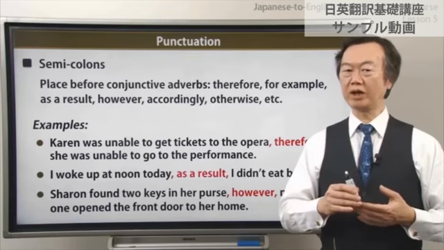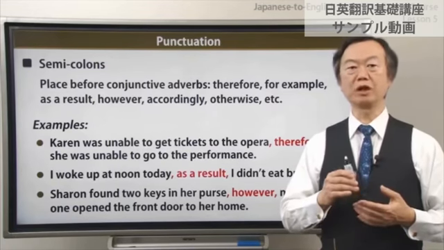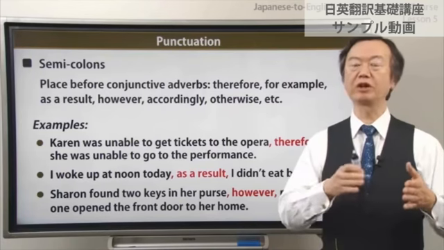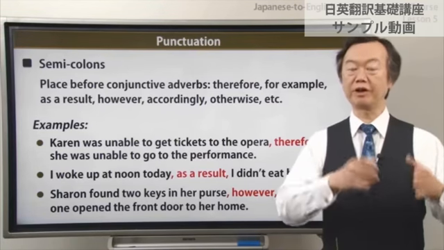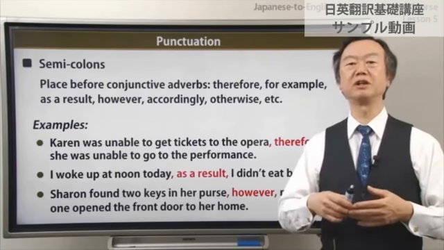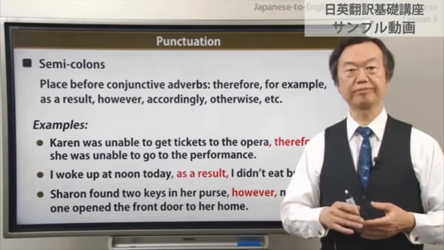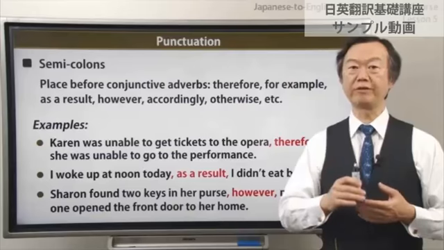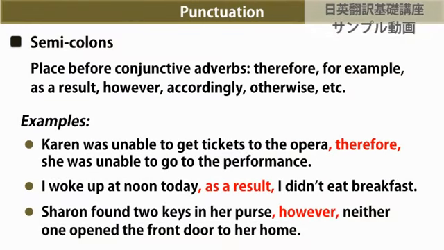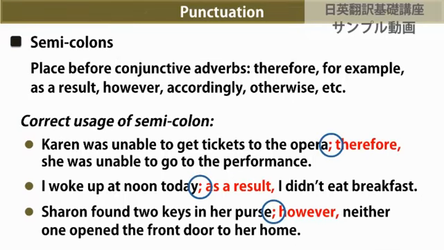There are a variety of ways to use a semicolon, but one common usage is to place it before conjunctive adverbs, such as therefore, for example, as a result, and however, when they appear in the middle of a sentence. Sentences that are often written like these should use semicolons and be written like these. Each of these sentences could be written as 2 separate sentences, but connecting them with these conjunctive adverbs creates better continuity.